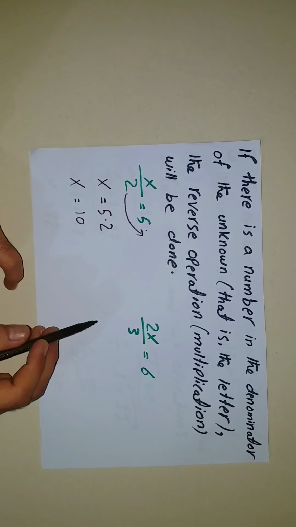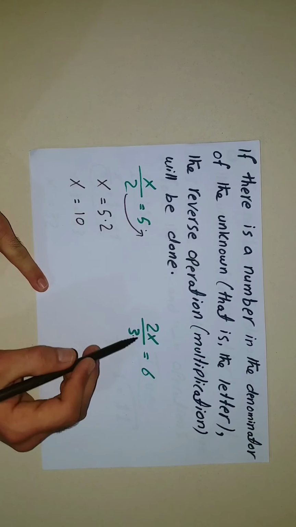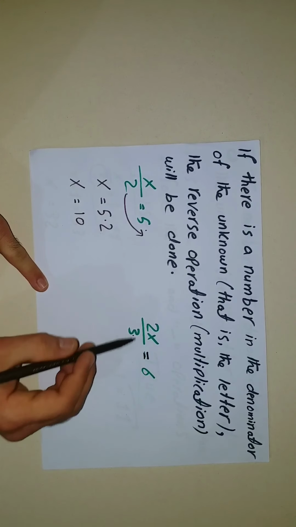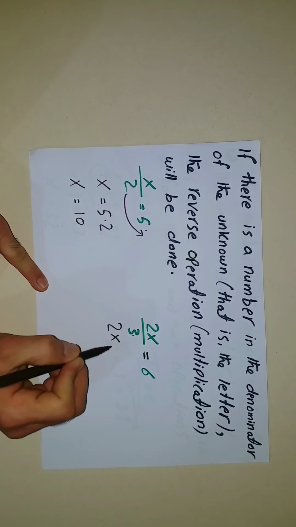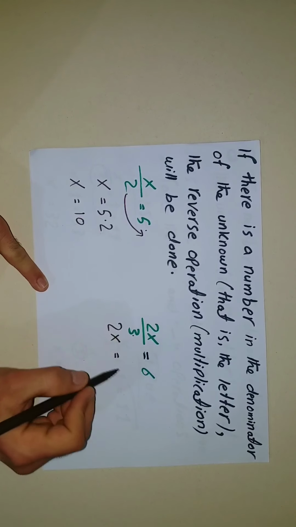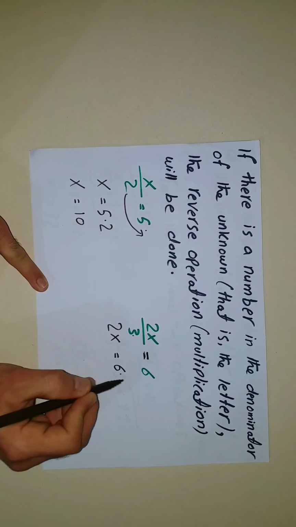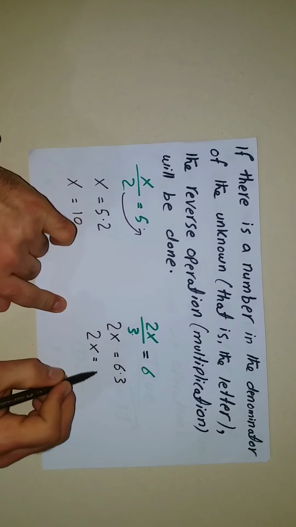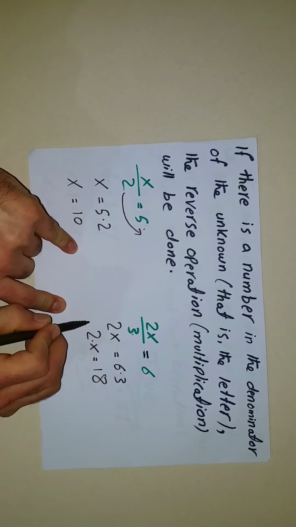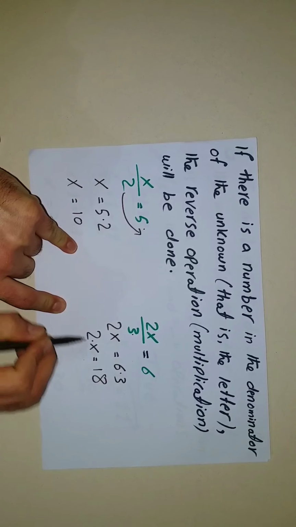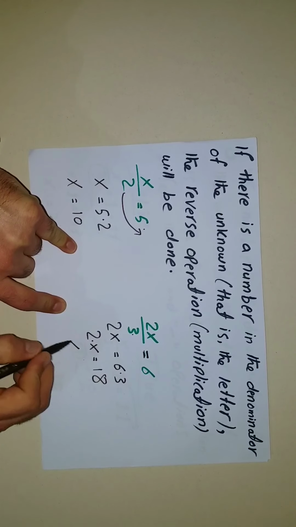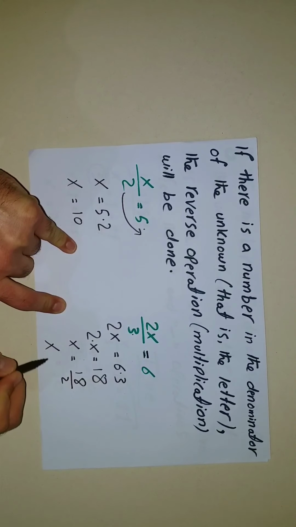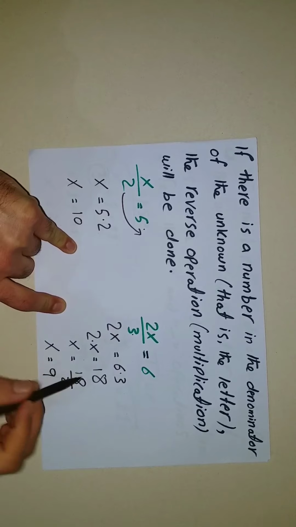Same in this question. There is 2x divided by 3 is equal to 6. First I will transfer this 3 to the other side. So 2x, 3 is in division. If I transfer it to the other side, it will be in multiplication. So 2x is equal to 18. Now this 2 is in multiplication. If I transfer this 2 to the other side, it will be in division, like 18 divided by 2. x will be 9.